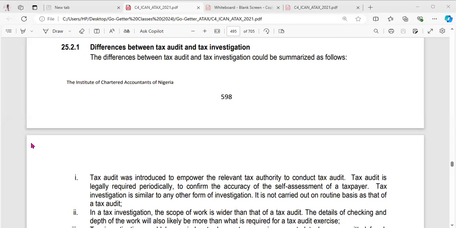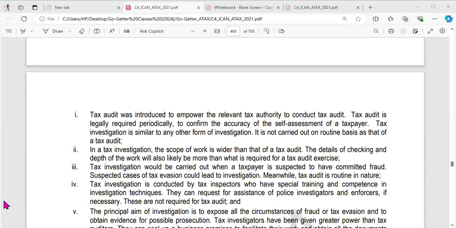Audit is a normal routine job. Investigation is not routine. In a tax investigation, the scope of work is wider than in tax audits. They are going to check in detail, and do more than is required in a tax audit exercise. They are going to ask more questions, probe deeper, check deeper, and work on your books more deeply.